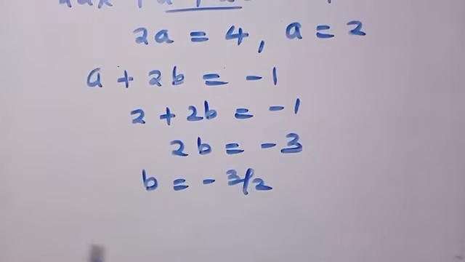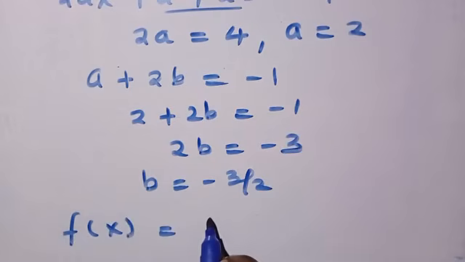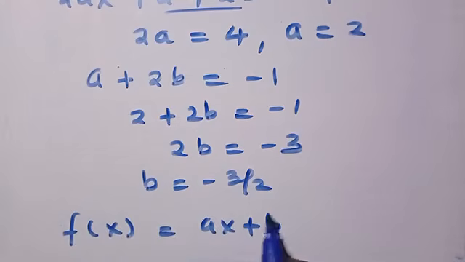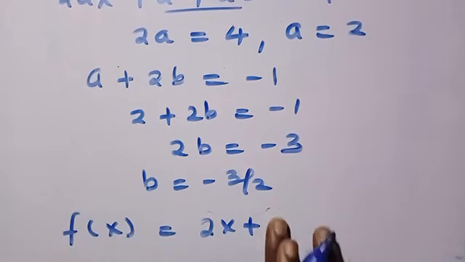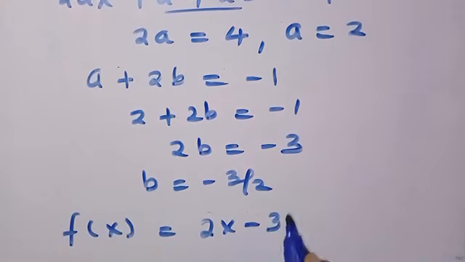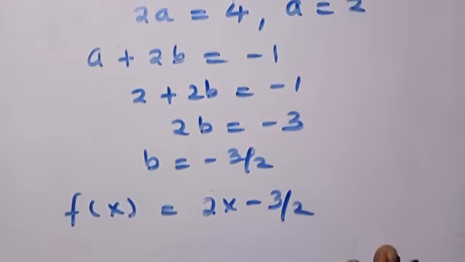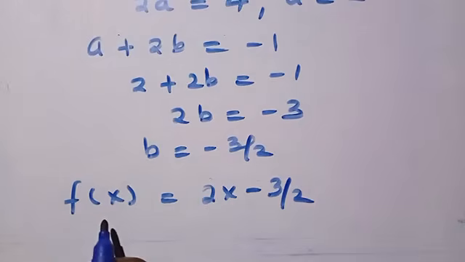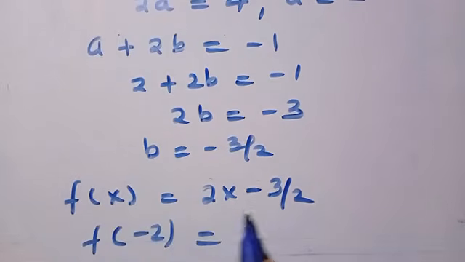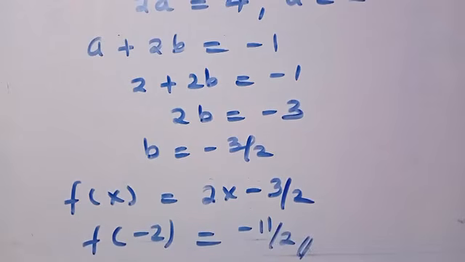So coming to the equation we assumed, f of x equals ax plus b. But a is 2 and b is minus 3 over 2. Changing this a to 2, and changing this b to minus 3 over 2. And since we need f of minus 2, we just replace this with f of minus 2. And we substitute here, we get minus 11 over 2.